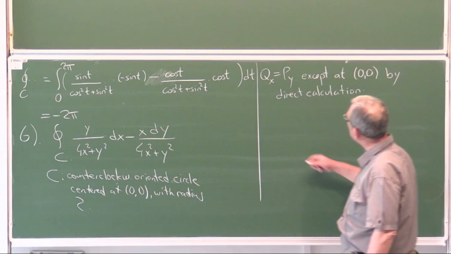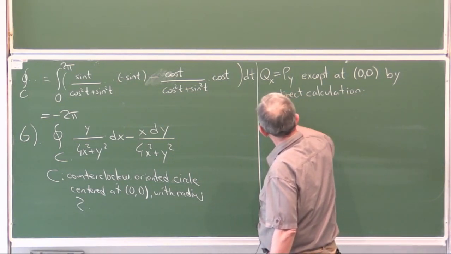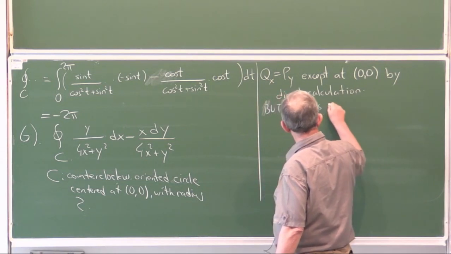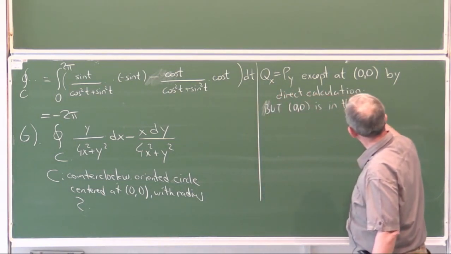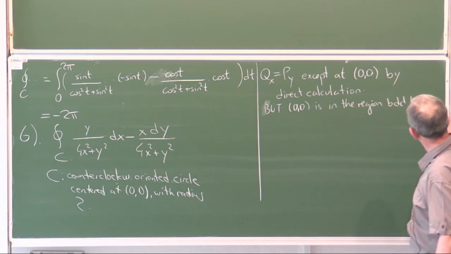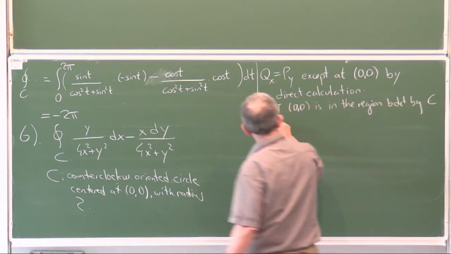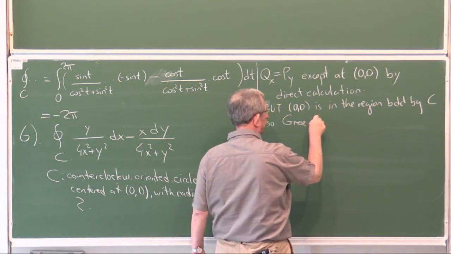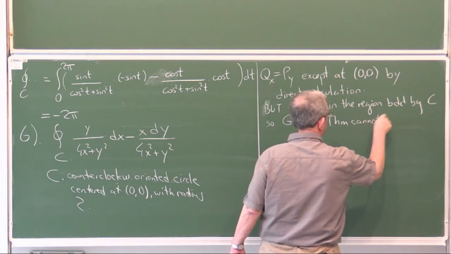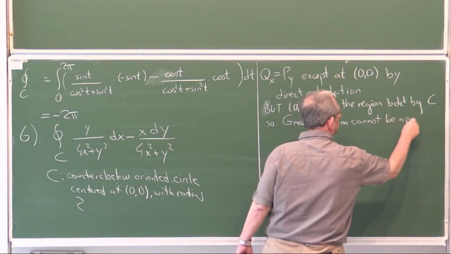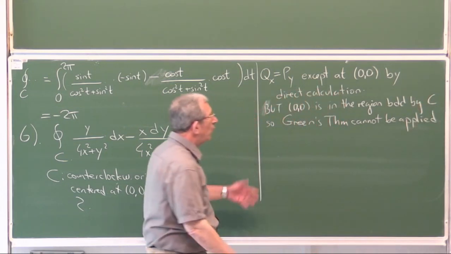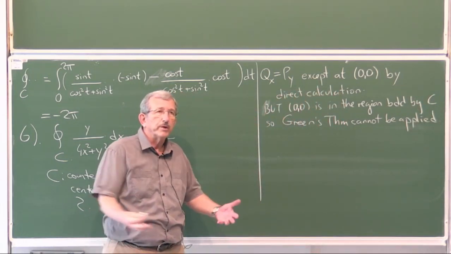So this means that the bad point is in the region bounded by C. So Green's theorem cannot be applied. Okay, so what can we do? Well, we can parameterize.